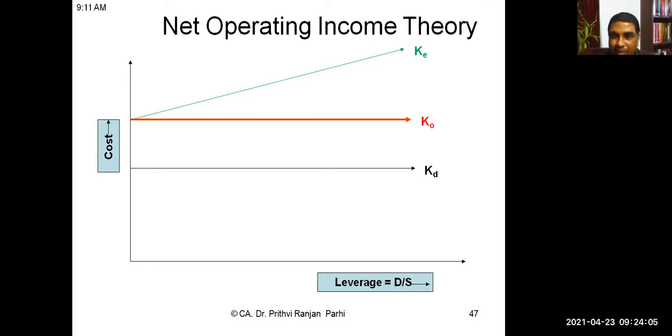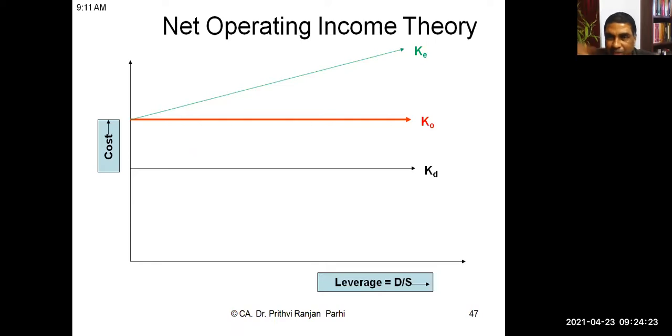So the cost of equity will increase, but the overall cost should go down, right? No, the overall cost will remain constant. Why will it remain constant? Overall cost, we have already understood the earlier logic in the previous theory. When I increase the proportion of debt, overall cost should come down.